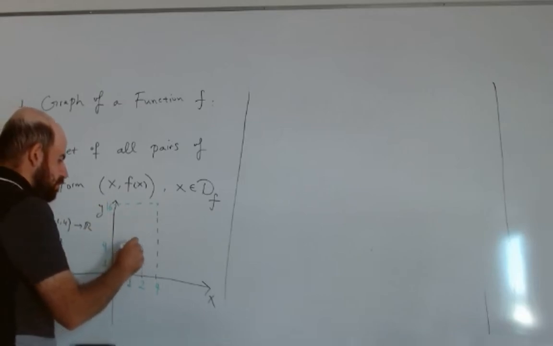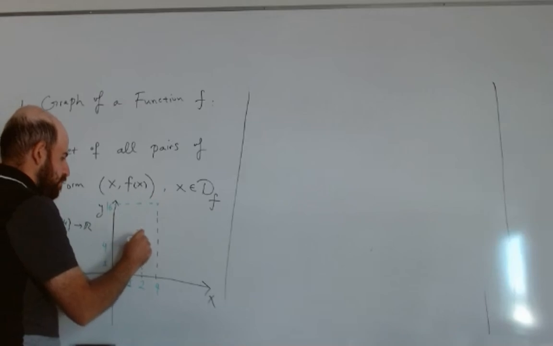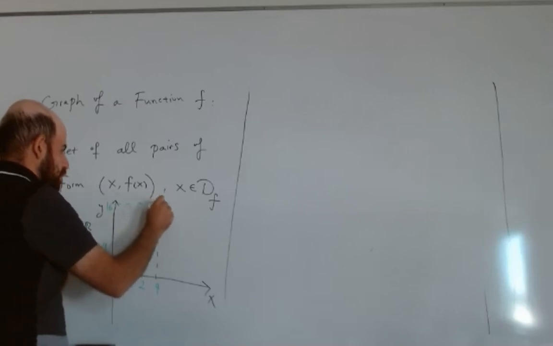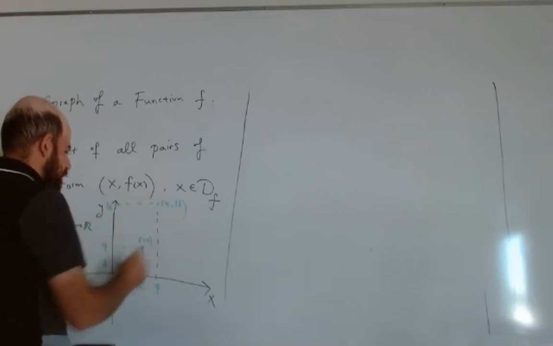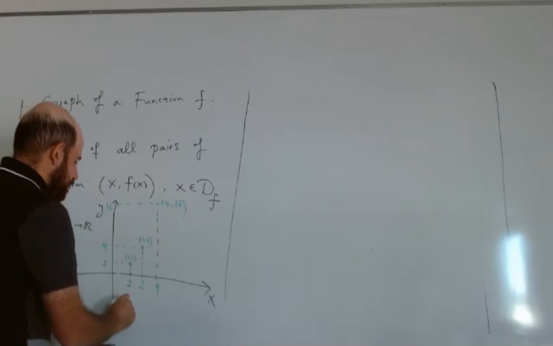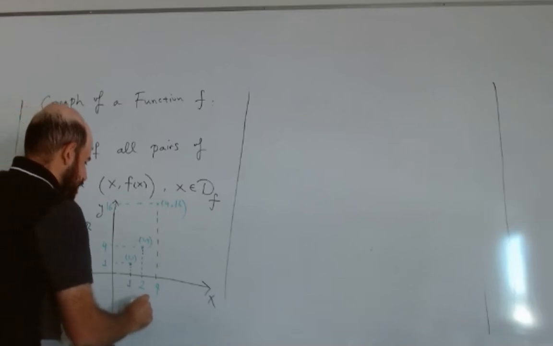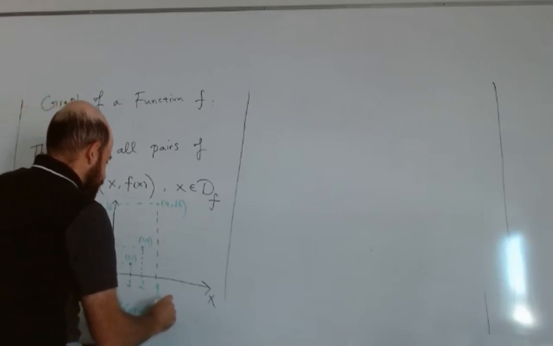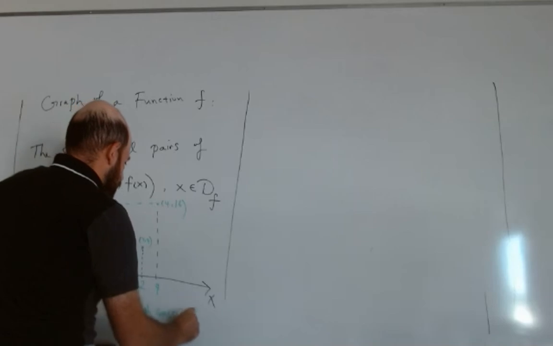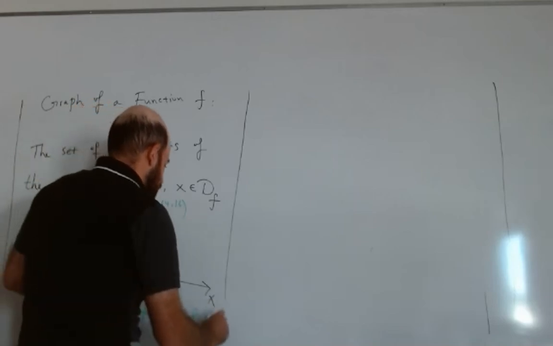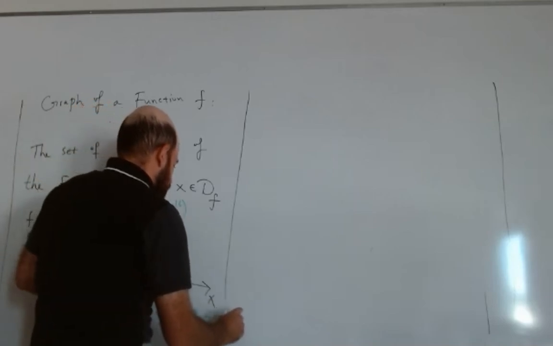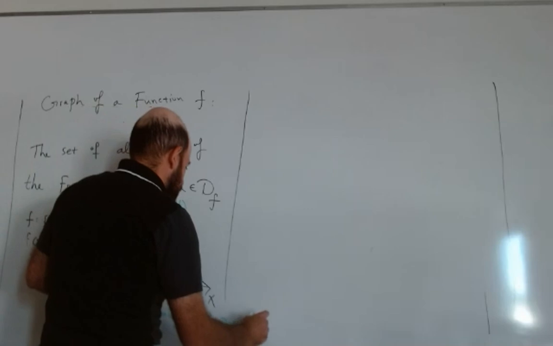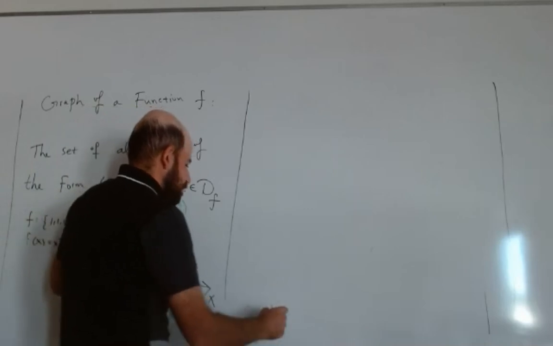So 1 and 1, 2 and 4, 4 and 16. As we said, the graph consists of 3 points only in this example.